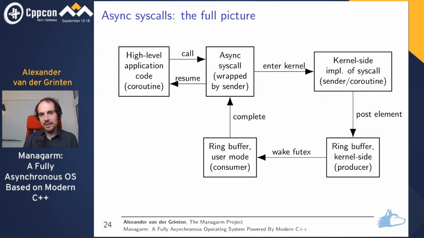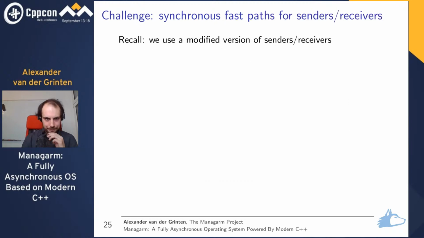And in all layers of the stack, we're using C++ here. At the kernel boundary, we have to somehow translate to raw pointers, because we can't pass objects to the kernel. But in all other layers, we just use C++20 coroutines and senders. Good.